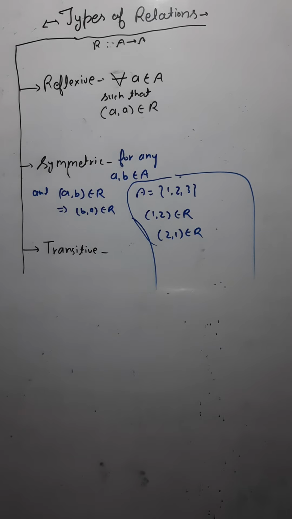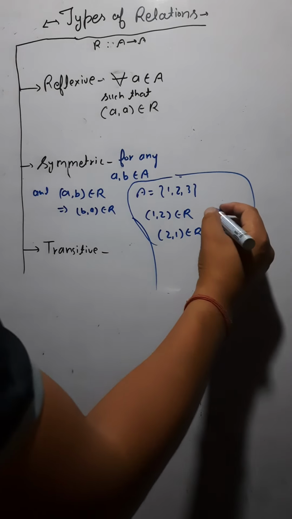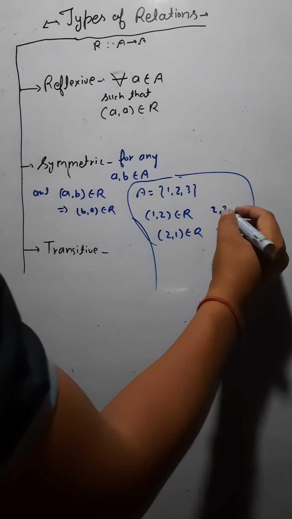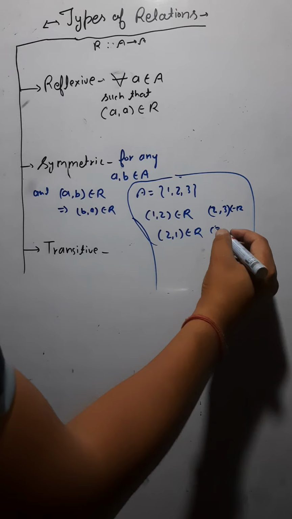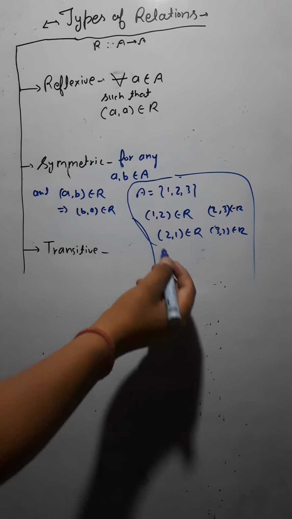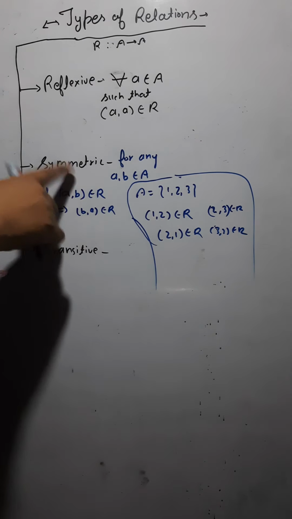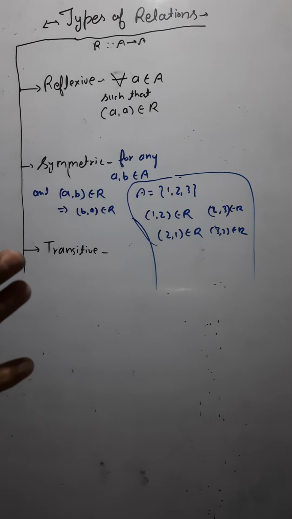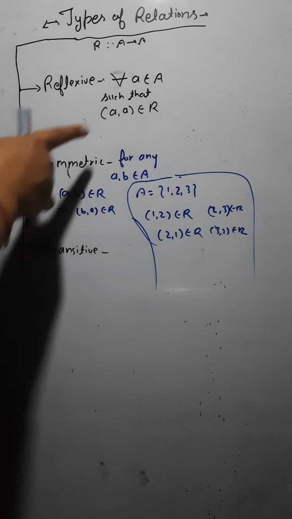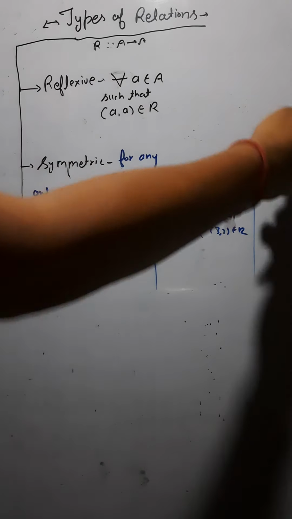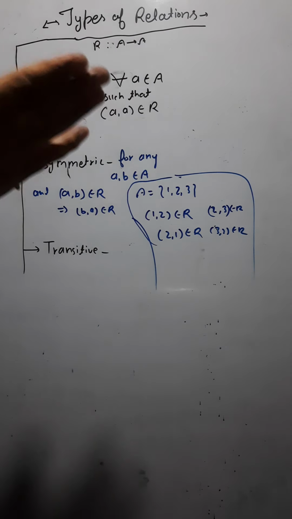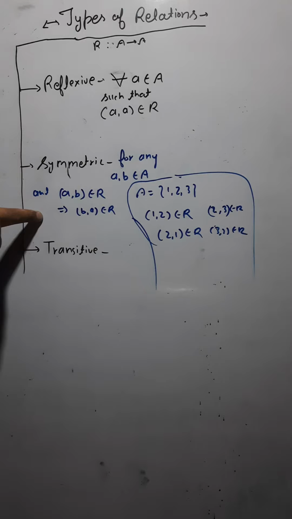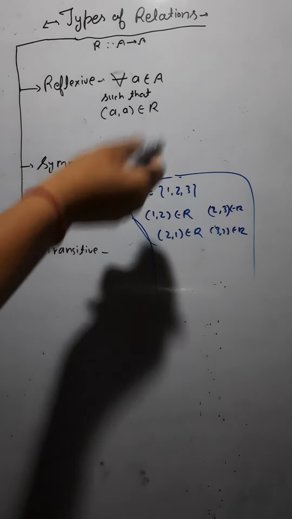Okay, now let's say you have another element 2 comma 3 that belongs to R. So if 3 comma 2 is not there in R but 2 comma 1 is there in R, then still the relation is symmetric. That you have to remember. Okay, because it is not for all. Like in the previous one, that was for all. Means the doublets of all the elements should be there in the relation. But this is not the necessary condition here. Remember this. It is for any.